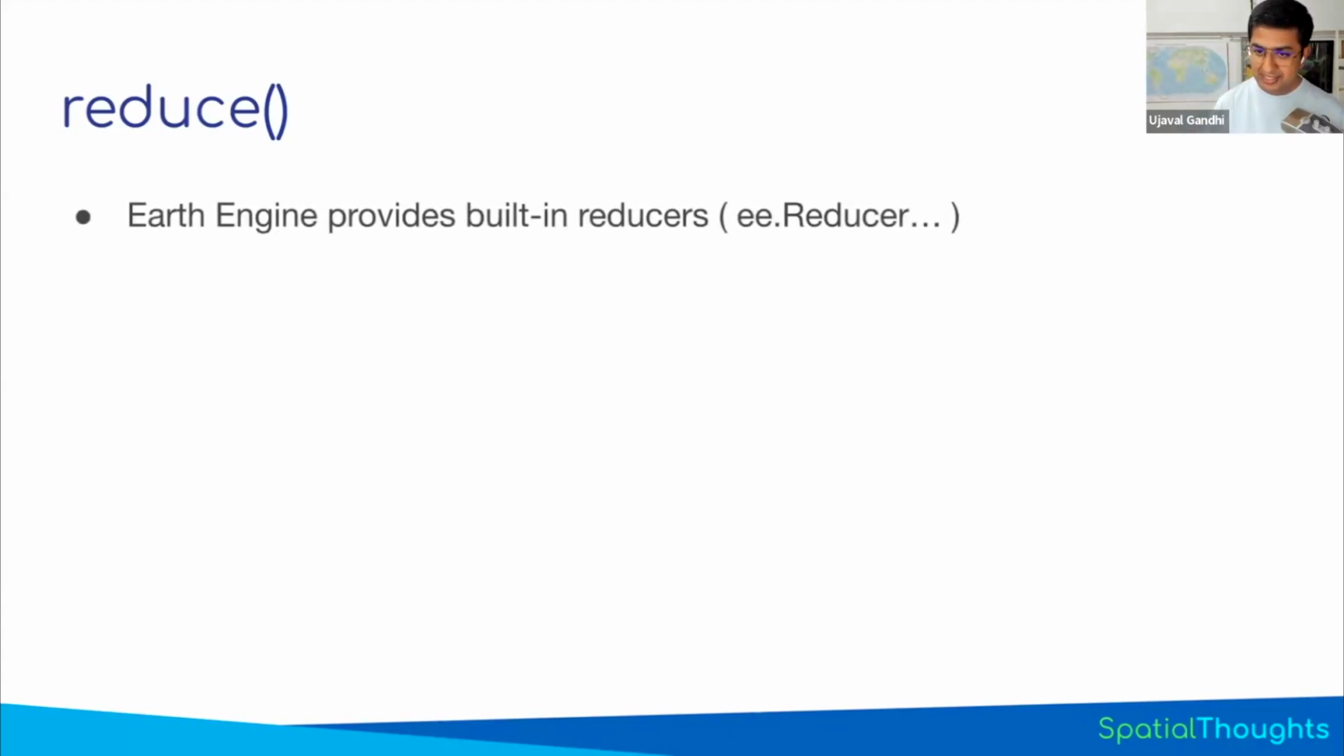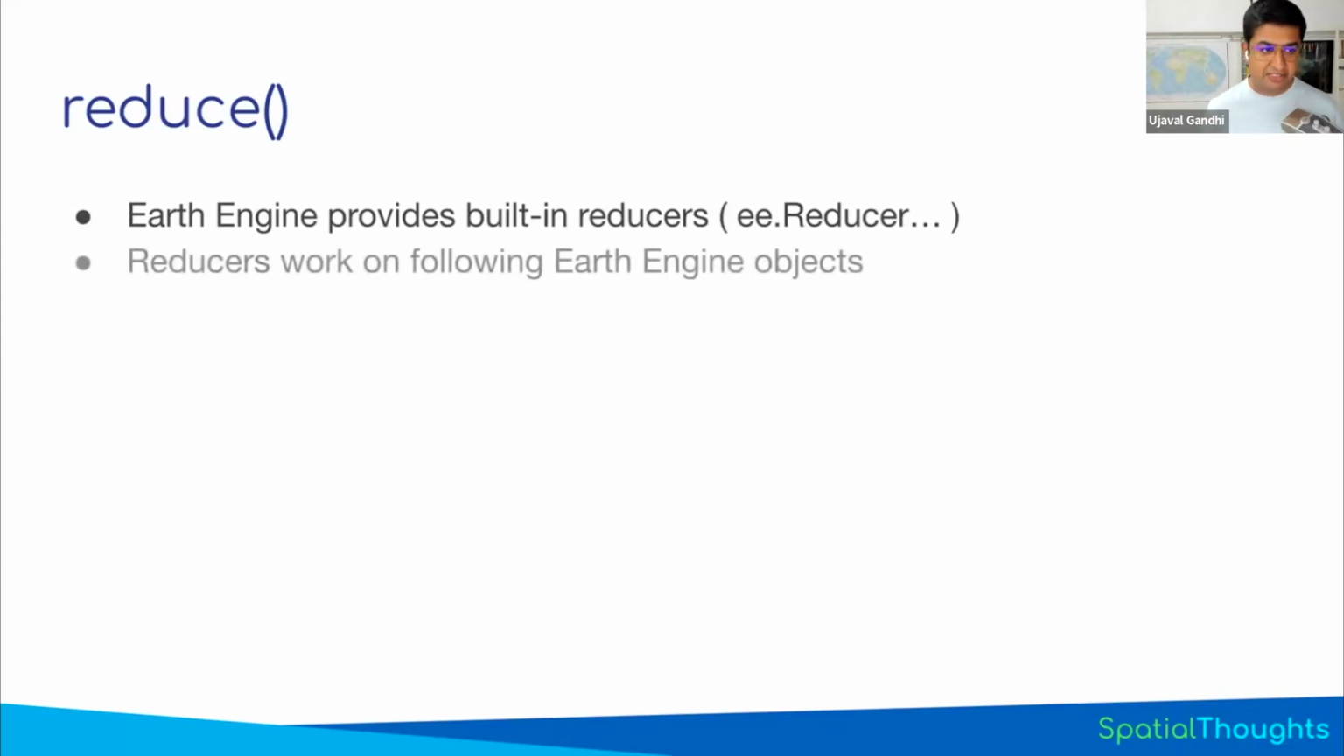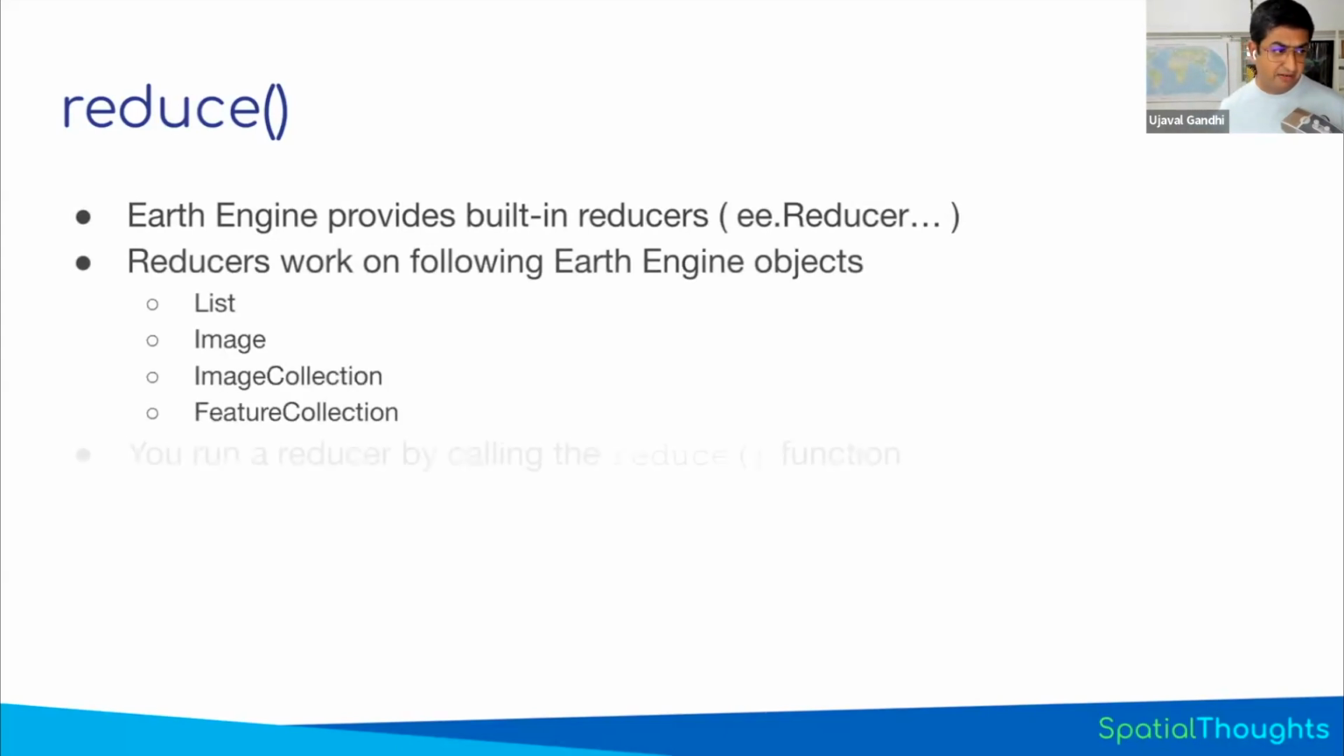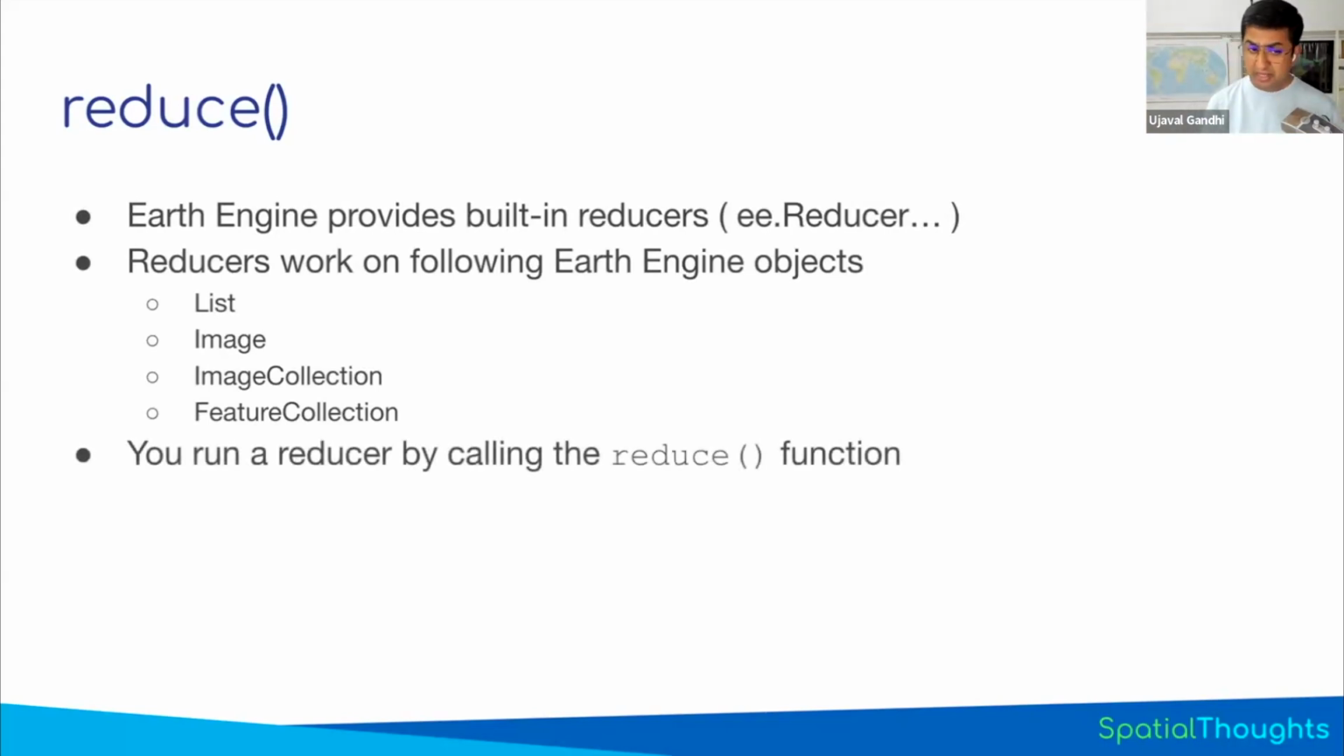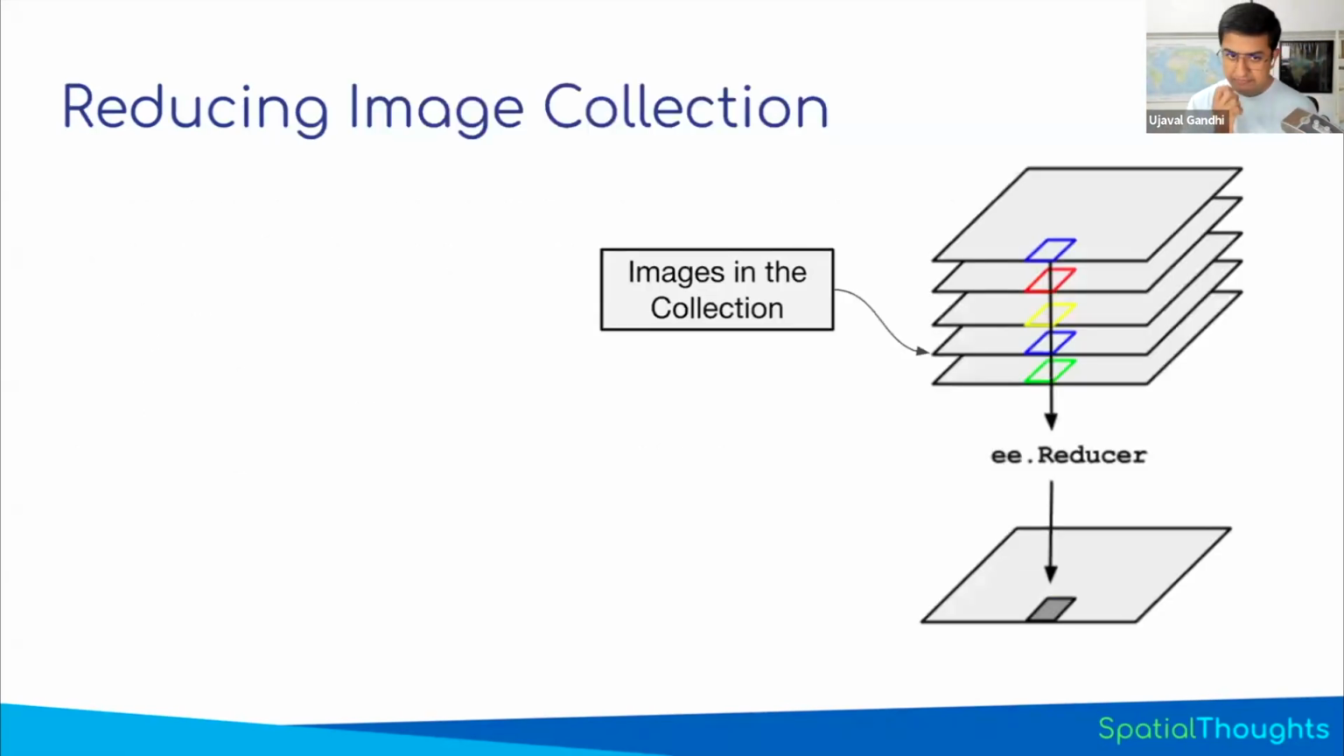The good thing about reducers is you don't have to write a function. Earth Engine comes with a bunch of functions that are built in, which you can use for the reducers. And these functions are mostly taking form of all the statistical functions. Similar to map, you can run reducers on all the objects that contain multiple things. So if you have a list of things, you can reduce this. If you have an image collection, you can apply a reducer and so on. Similar to map, you can use this function called reduce, give a reducer function, and it will be run to compute some statistics.